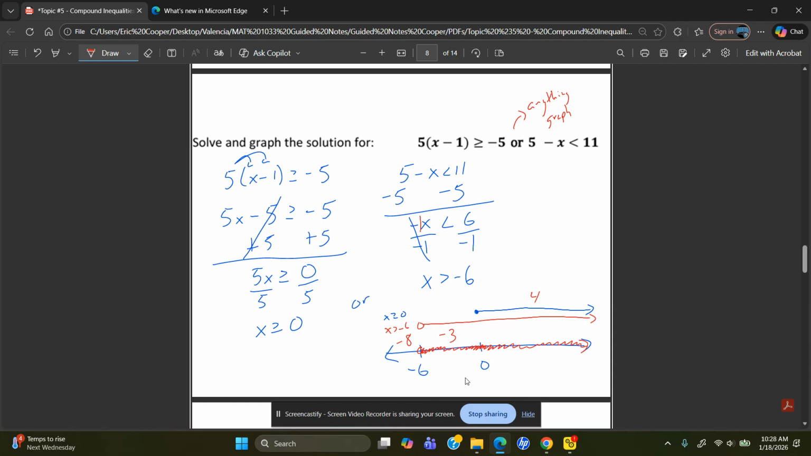In interval notation, -6 is the smallest it can be, so it goes to the left, and it gets a parenthesis because of the open dot. We'll go to the right to infinity, which always gets a parenthesis. So again, with or, you can graph anything that is graphed.